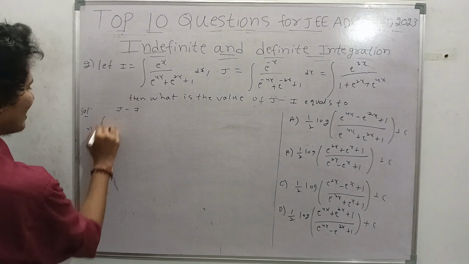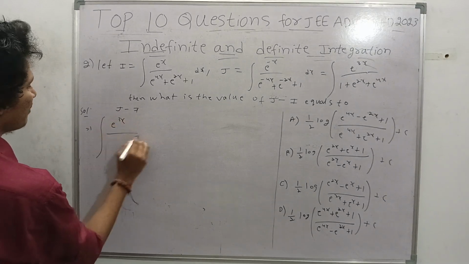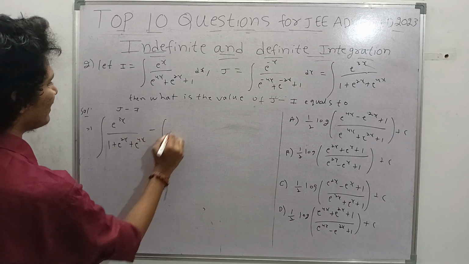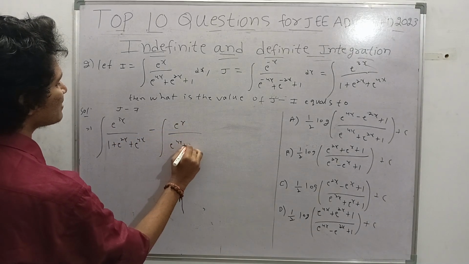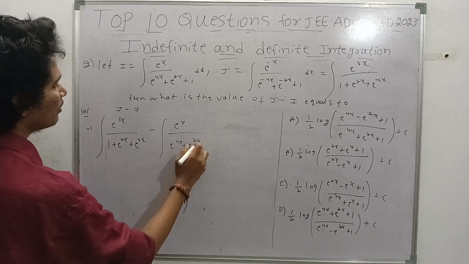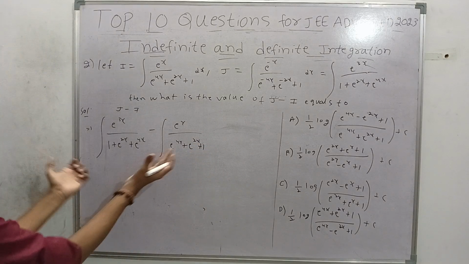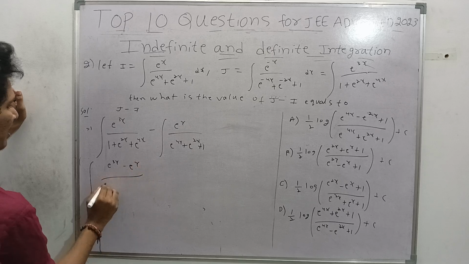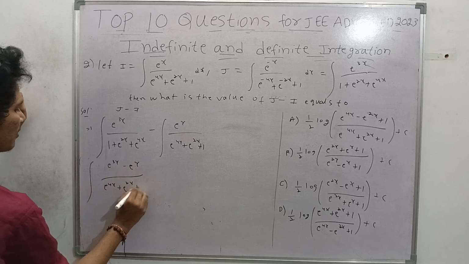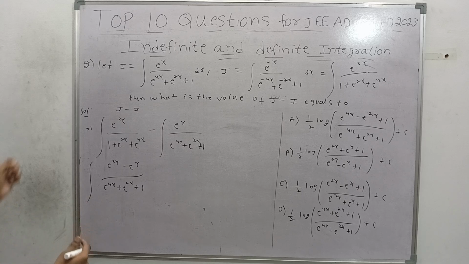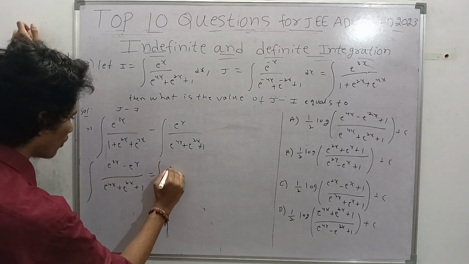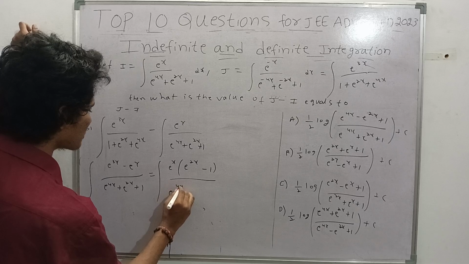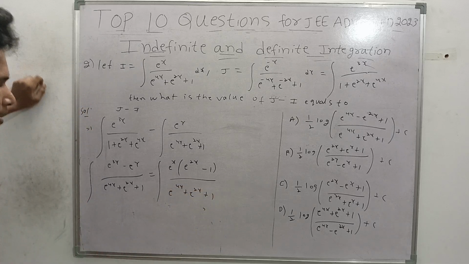What is J here? J is integral e power 3x divided by 1 plus e power 2x plus e power 4x. And I is integral e power x divided by e power 4x plus e power 2x plus 1. If you observe carefully, the denominators are the same, so you can combine them: e power 3x minus e power x divided by e power 4x plus e power 2x plus 1. From this you can take common e power x, so it will be e power x into (e power 2x minus 1) divided by e power 4x plus e power 2x plus 1, and dx is there.